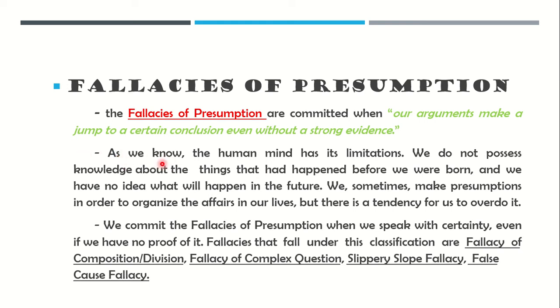Now, as we know, the human mind has its limitation. We do not possess knowledge about the things that had happened before we were born. And we have no idea what will happen in the future. We sometimes make presumptions in order to organize the affairs in our lives. But there's a tendency for us to overdo it. We commit the fallacies of presumption when we speak with certainty, even if we have no proof of it.